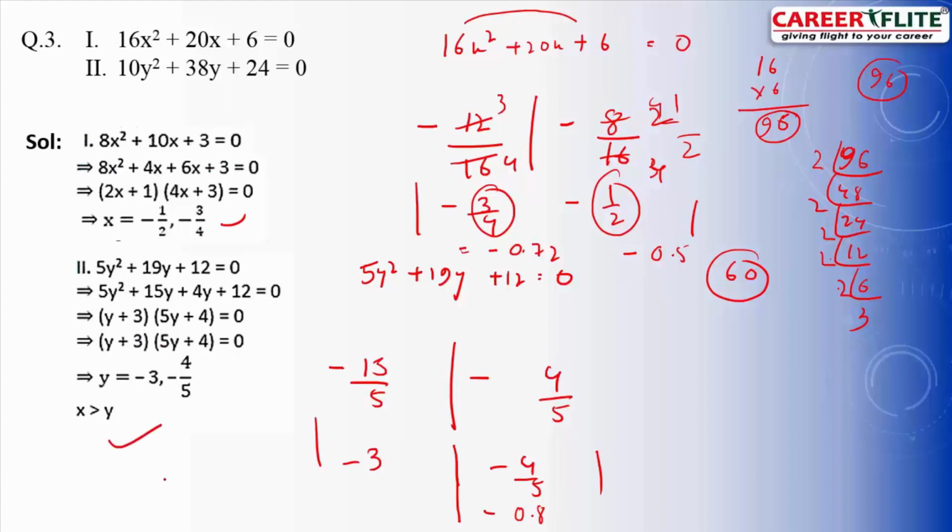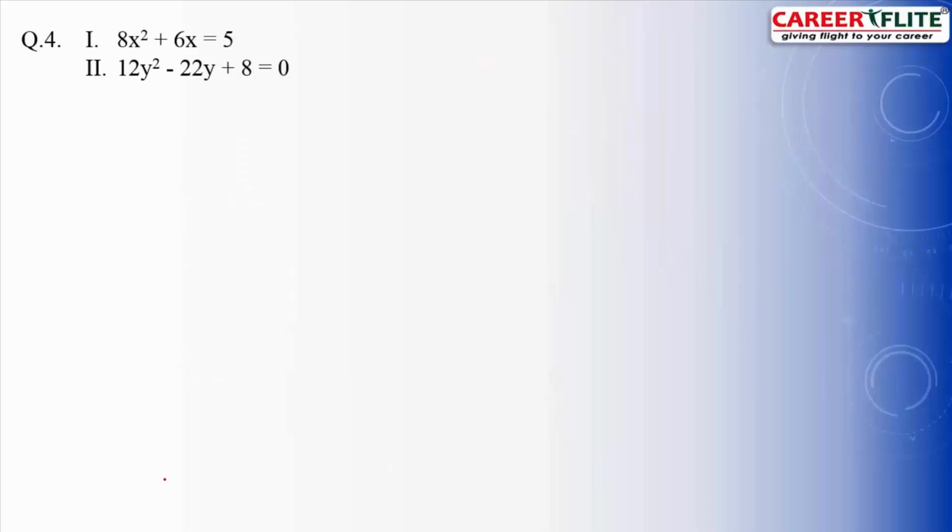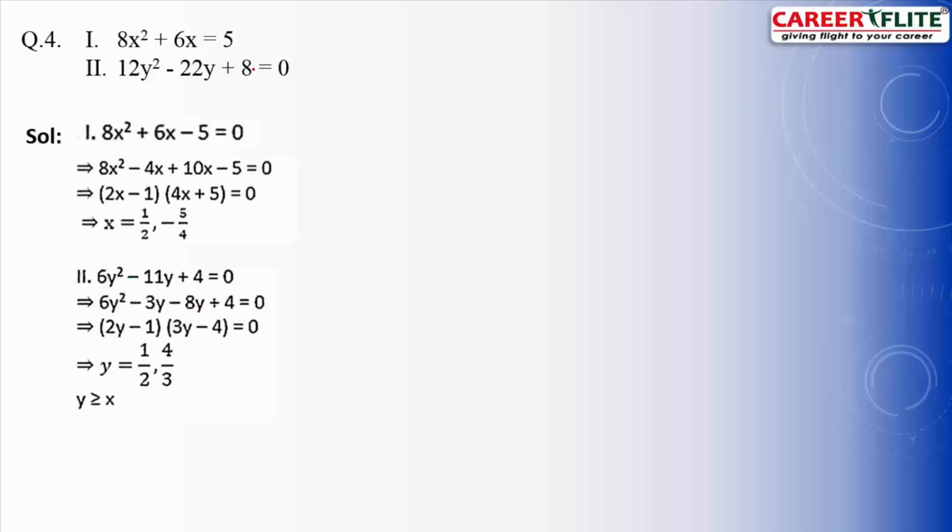So let us move to the next question. In the next question we have 8x square plus 6x equal to 5 and 12y square minus 22y plus 8 equal to 0. So let us proceed to the solution. So the solution, conventional way: if you find this way easy, follow this way. The method you find easy, follow that way, or you can go by the trick method.